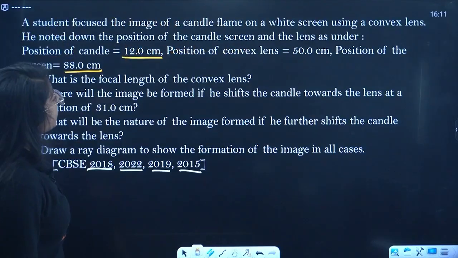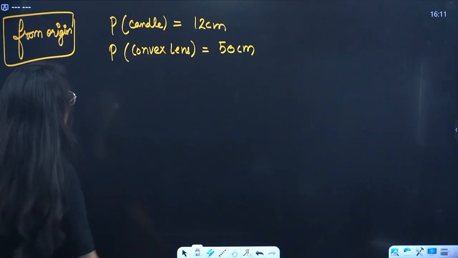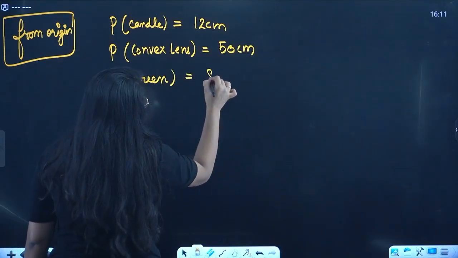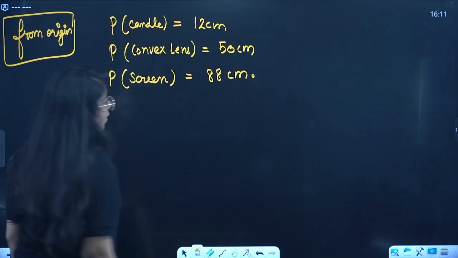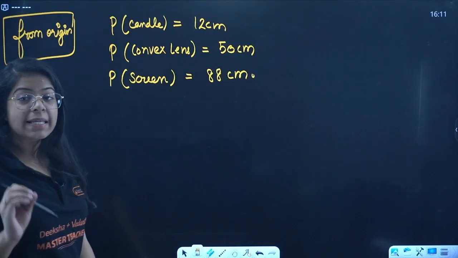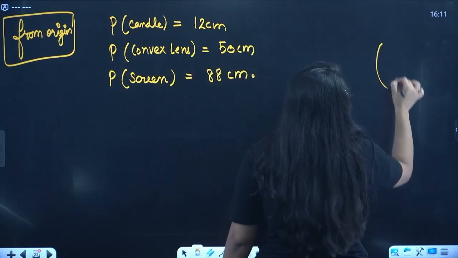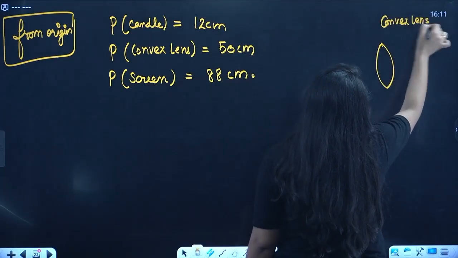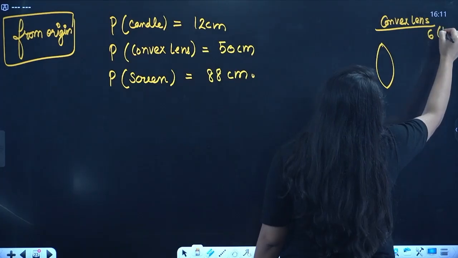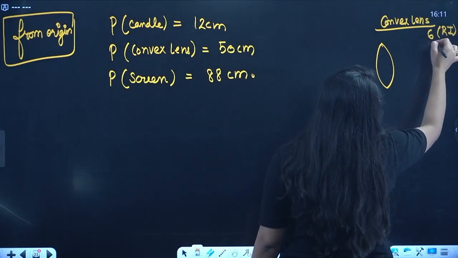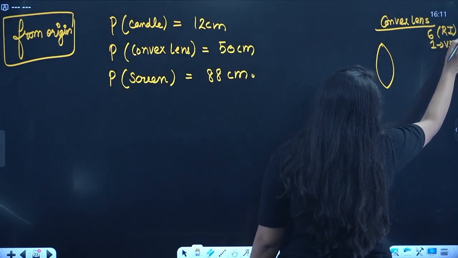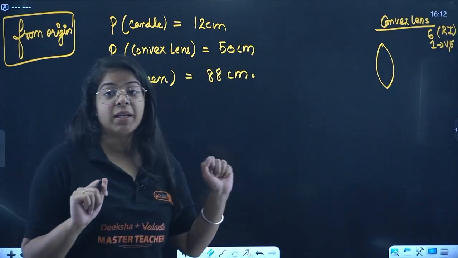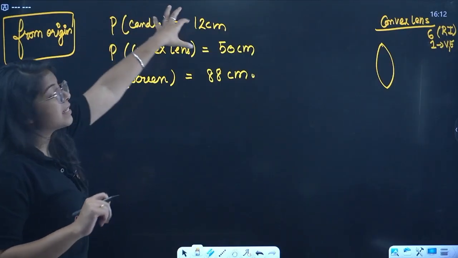Then we have the position of screen, 88 centimeter. Now you have to use your brain a little bit. What lens is this? This is a convex lens. It has 6 cases. In the first 5 cases, a real and inverted image is formed. In one case we have a virtual and erect image. Until here it's clear.